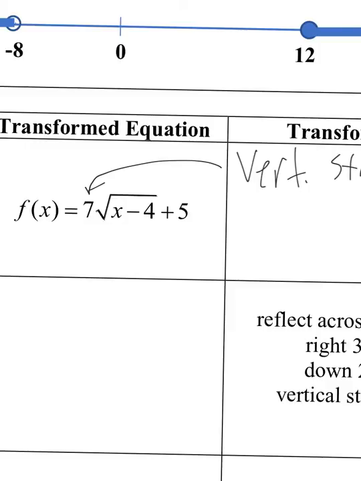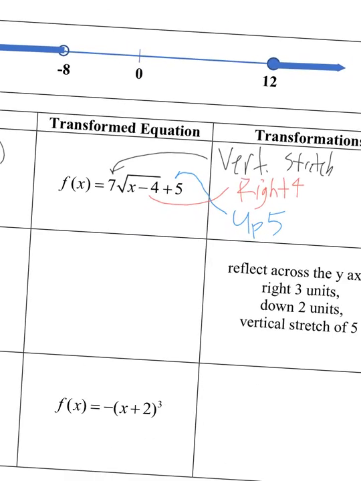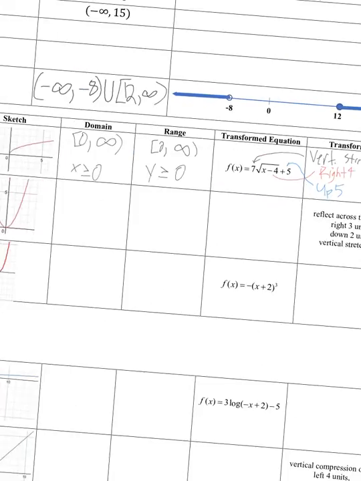And then the -4 is on the inside, right? So inside goes left or right, and minus goes right. So minus goes right 4. Outside goes up or down. Plus goes up, minus goes down. So +5, up 5. That's all there is to say about this first one.